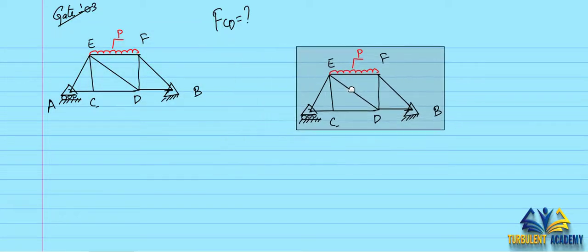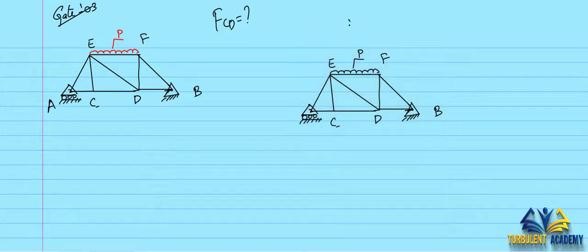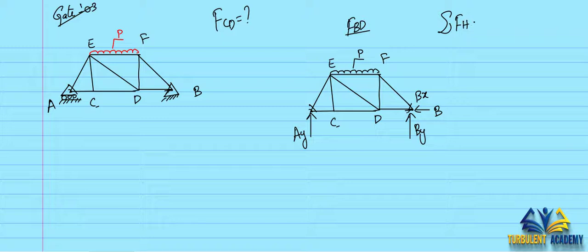Just for drawing the free body diagram I have taken a copy. So this is going to be the FBD, the free body diagram. Let me rub this off and draw the reactions. This was a roller joint, so it has only one vertical reaction. This is a hinge joint, so one vertical reaction and one horizontal reaction. Summation of horizontal forces is equal to 0, therefore Bx is equal to 0. Summation of vertical forces is equal to 0.